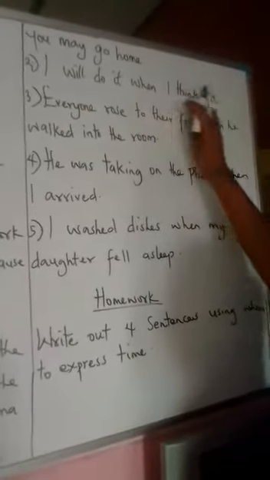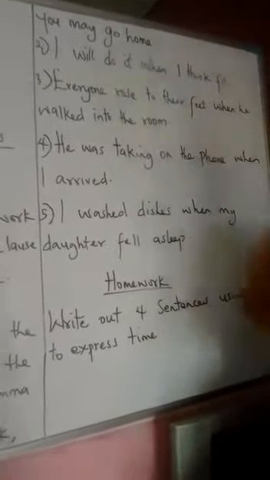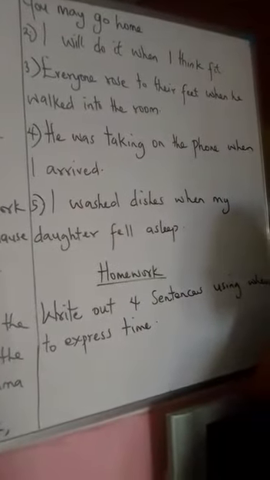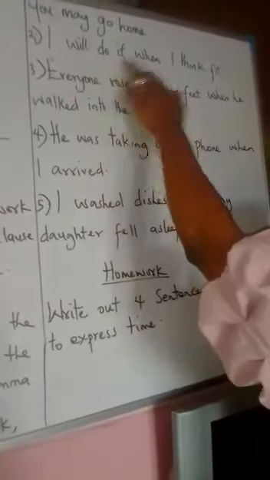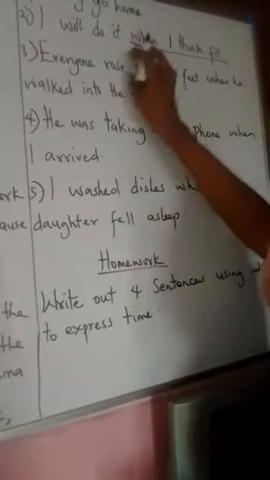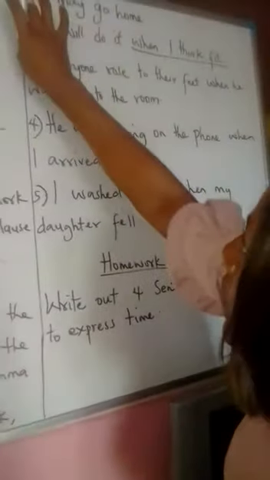And this, when I think fit, is indicating what? The time when I will do it. Do you get it? Remember, we are using it to express time. Let me say it again: I will do it when I think fit. This is a dependent clause, and this is an independent clause. When I think fit is used to indicate the time I will do it.